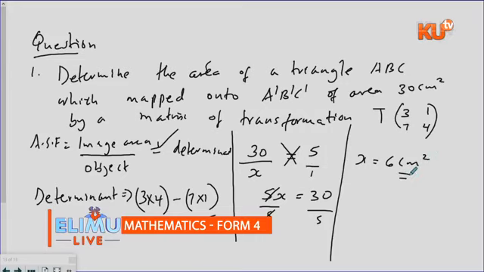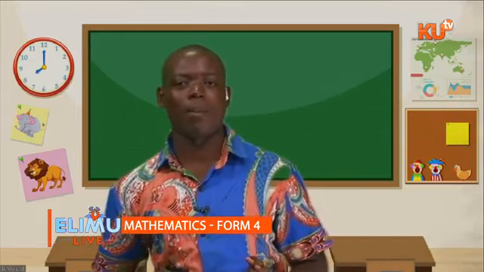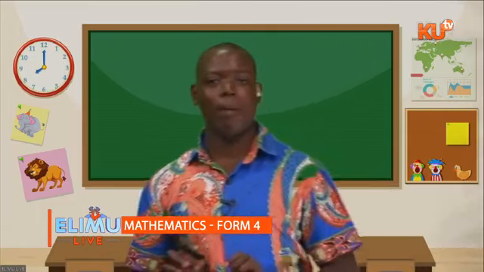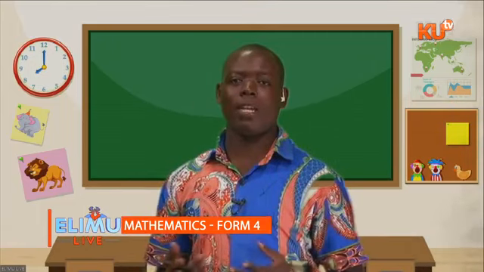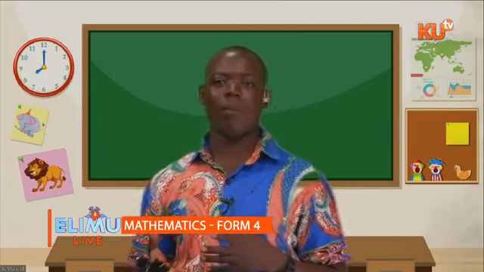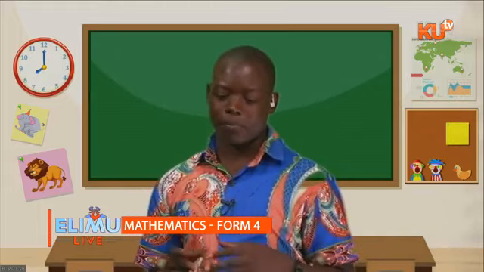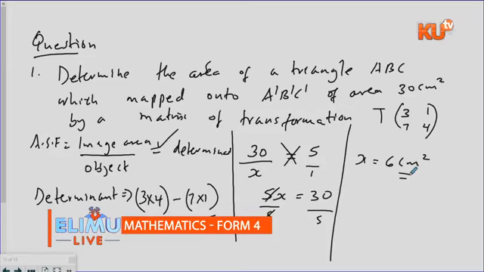So that is the area of the object, and that's how we calculate the area given the matrix of transformation and the object area. Again, it can happen the other way. You can be given the object area and the matrix of transformation. Do the same application. Know that the area scale factor is the area of the image divided by the area of the object, and should be equal to the determinant of the 2 by 2 matrix. So that is the fourth part of this topic.